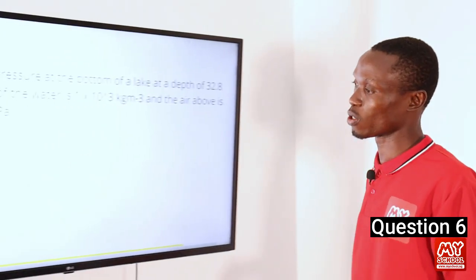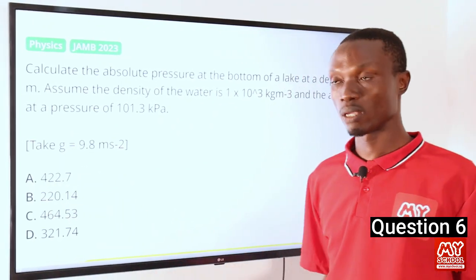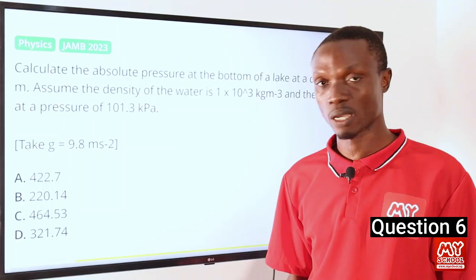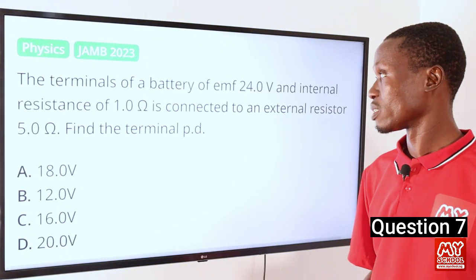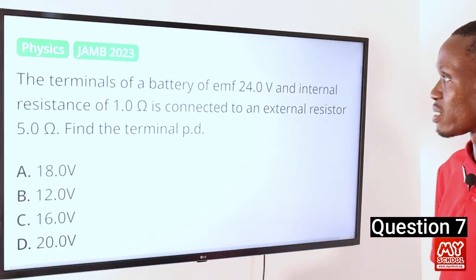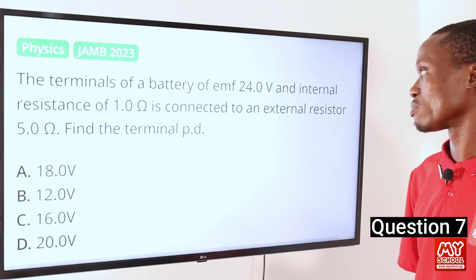Okay, so let's move over to the screen to pick the correct answer. From our calculation, the correct answer is option A, 422.7 kilopascal.